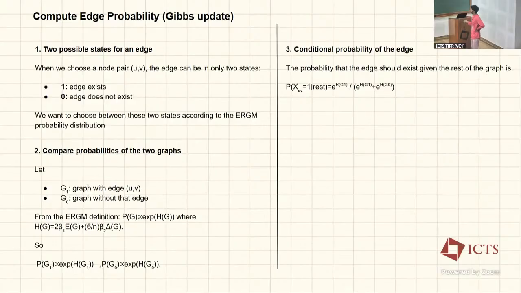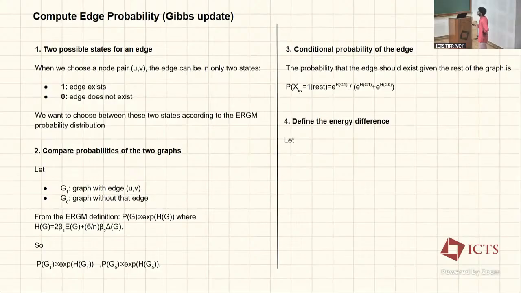So the probability that a graph has an edge x_mu_nu equal to 1, given the rest of the graph, is proportional to this. By doing so, you can see we are canceling the numerator and denominator; the normalizing terms cancel, right? This is a very common trick which people use just to create the algorithm.